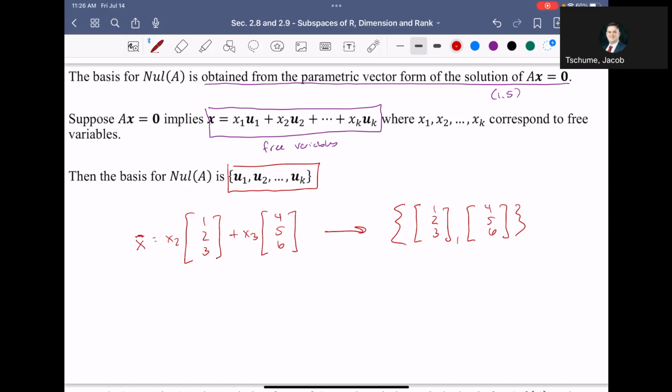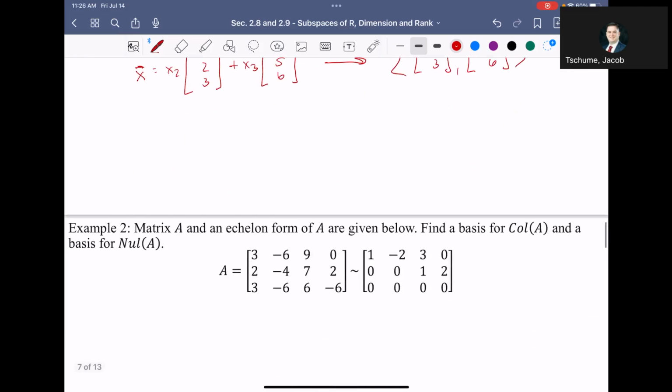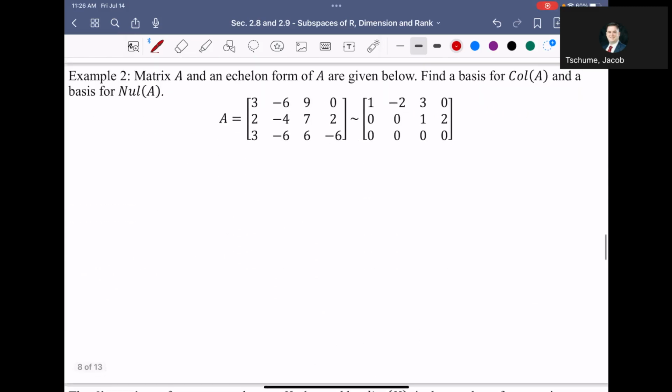All right. So now that we know how to write these answers in this form, we are going to do our first example of how you find the basis of each one. So this can be a little bit time consuming. So what I will typically do is try to make your life a little bit easier, and I will do part of the work for you, and then I want you to fill in the rest of it. So matrix A and the echelon form of that matrix are given below. I want you to find a basis for the column space and a basis for the null space.